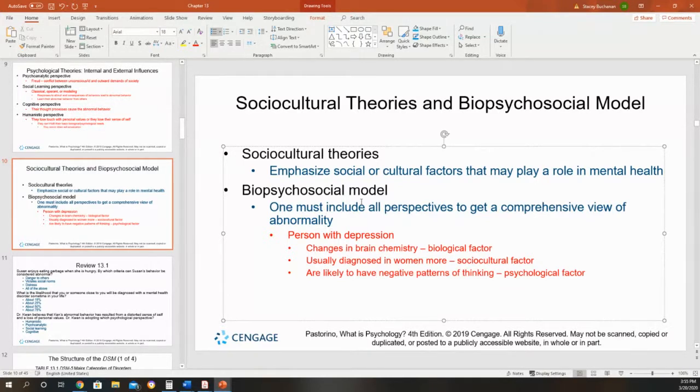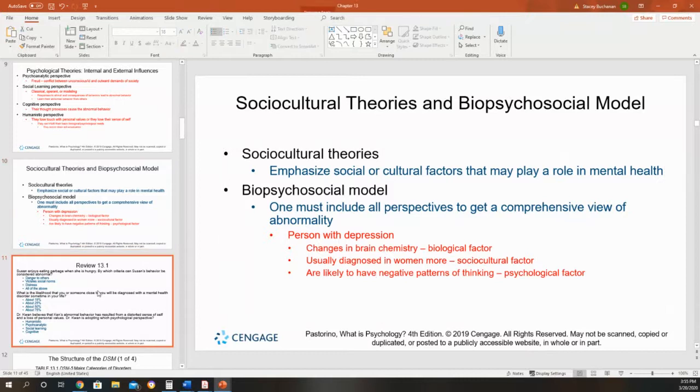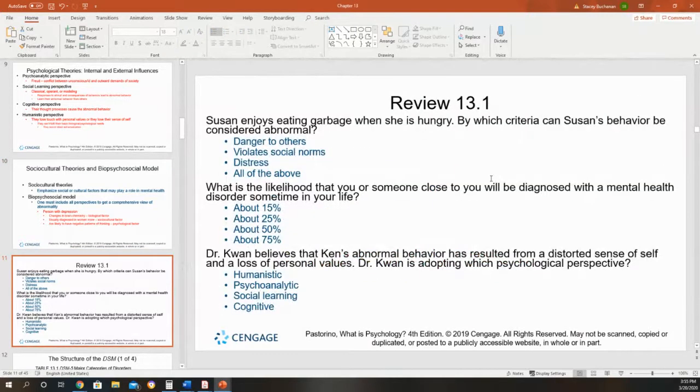So let's go through a quick review of section 1. So Susan enjoys eating garbage when she is hungry. It's a pica specifically. By which criteria can Susan's behavior be considered abnormal? Well, it violates social norms.